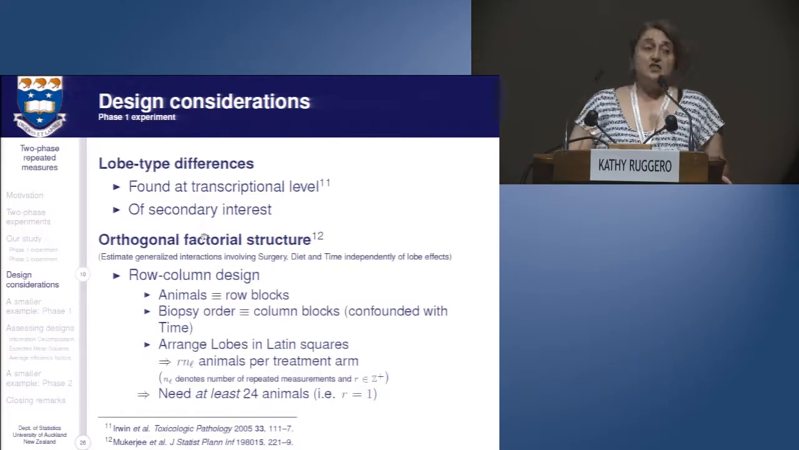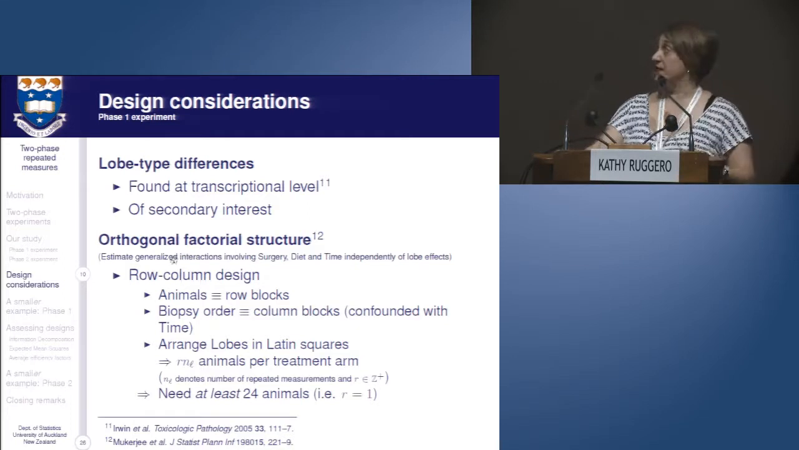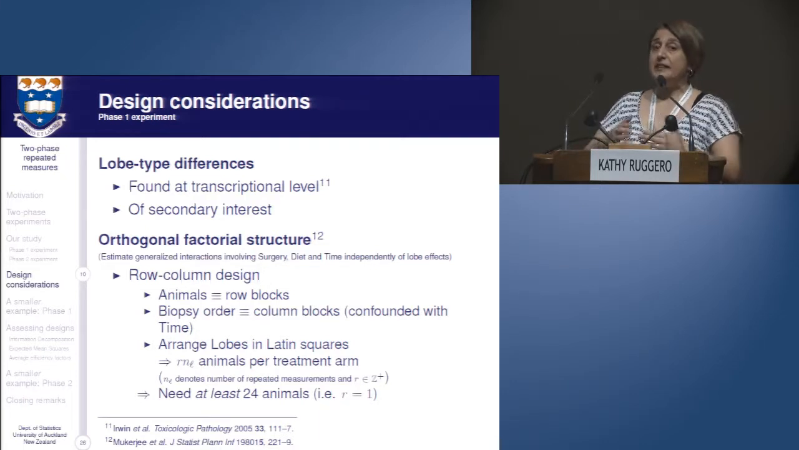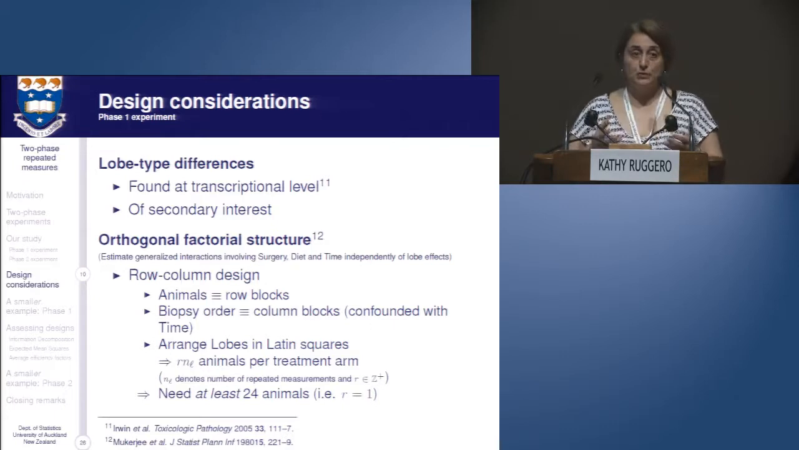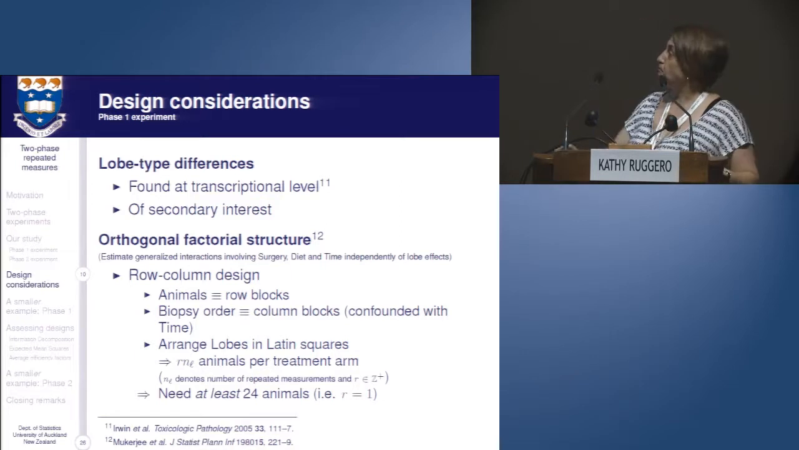But these differences in transcriptional level between lobe types is not of primary interest. It really is of secondary interest. The other thing we want is to at least achieve orthogonal factorial structure, so in other words, have no aliasing between our main effects and interactions that involve diet, surgery, and time.